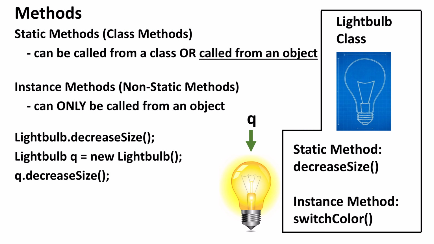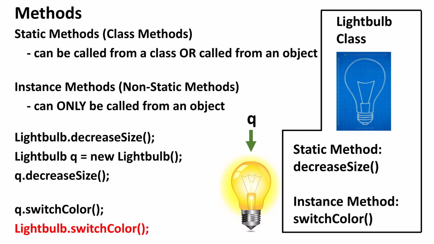switchColor is an instance method, so we must call it from an object. The only variable that is referencing a LightBulb object is q, so we'll call it from q. As an instance method, switchColor is a behavior of an object. Therefore, it cannot be called from the LightBulb class. This line of code will give the error: non-static method cannot be referenced from a static context.